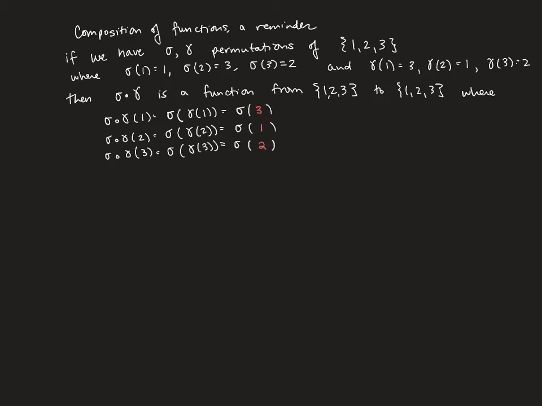When we actually do this, we get sigma of 3, sigma of 1, and sigma of 2 as our outputs. And so the composition function, sigma of gamma of 1, gives us 2, and sigma of gamma of 2 gives us 1, and sigma of gamma of 3 gives us 3. So now 3 is fixed. Is it one-to-one and onto? Yep. So it's another permutation.